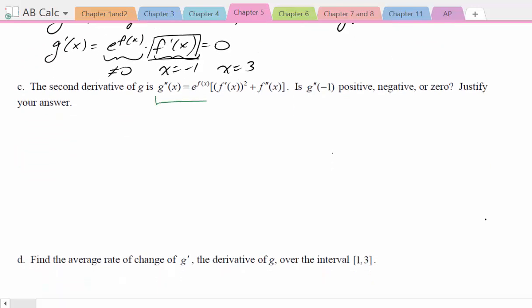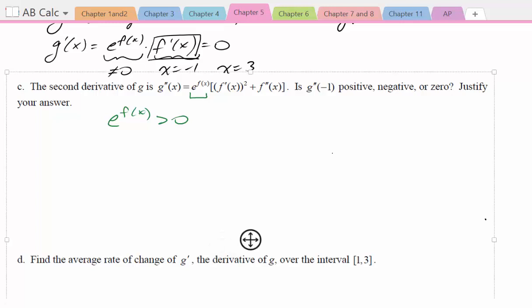The second derivative is given to you. Is g double prime of -1 positive, negative, or 0? Justify your answer. If I'm trying to figure out if g double prime of -1 is positive, negative, or 0, I want to find each component separately, and then figure out what does all that together give me. Right away, as I'm looking at this, I know e to the power of f of x will always be positive.